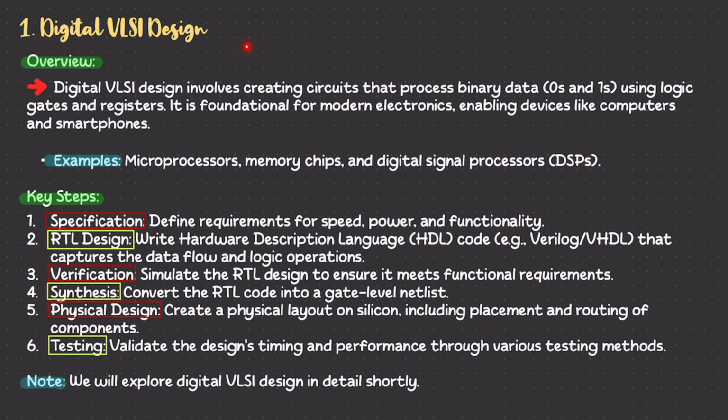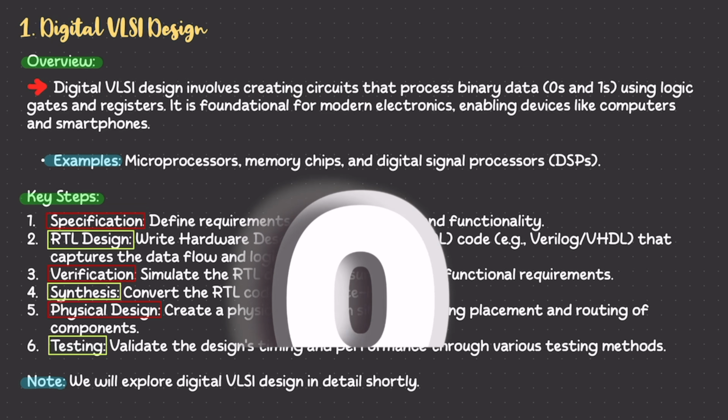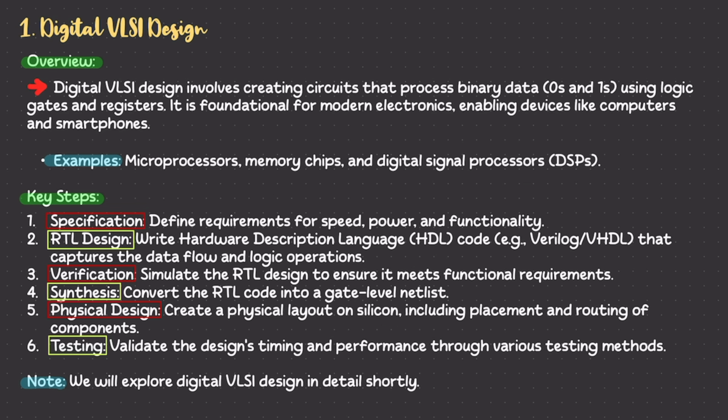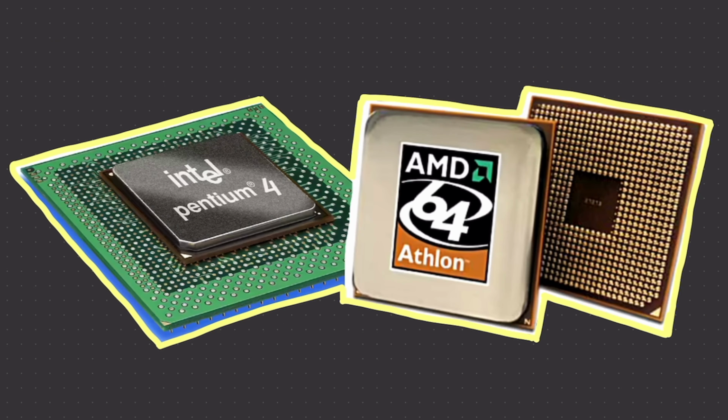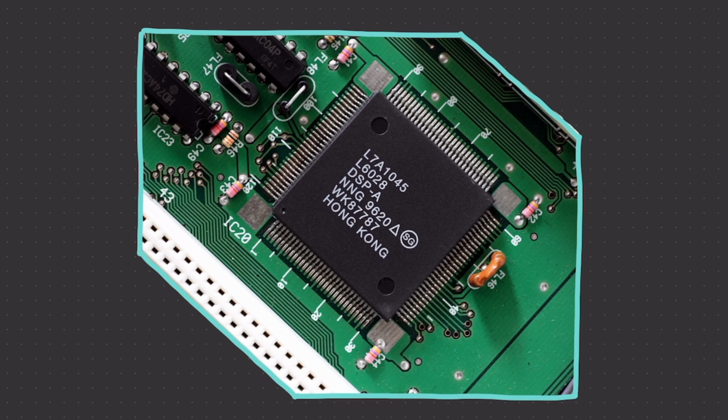The first one is digital VLSI design. What is it? Digital VLSI design involves creating circuits that process binary data. What is binary data? 0 and 1. And what do we use to process binary data? We use logic gates and registers. I hope this was very simple to understand because we have dealt a lot with zeros and ones in our digital electronics, right? Examples of digital VLSI design would be your microprocessor, your memory chips, and your digital signal processors.